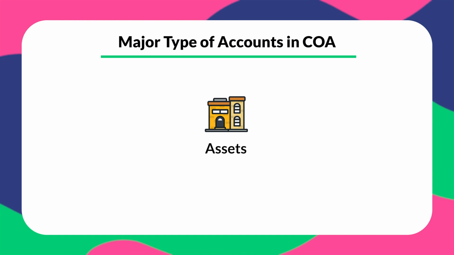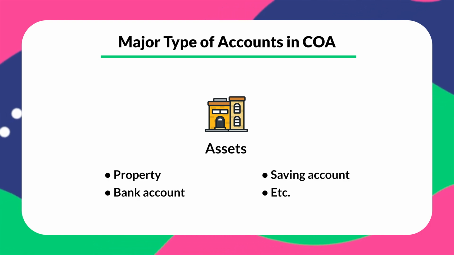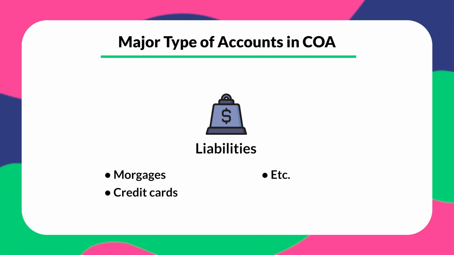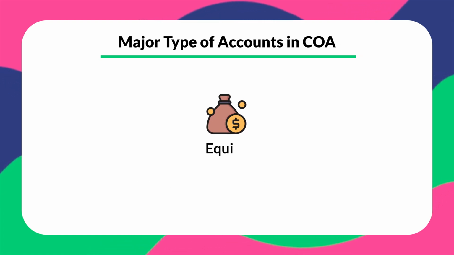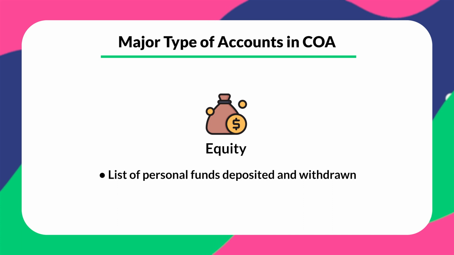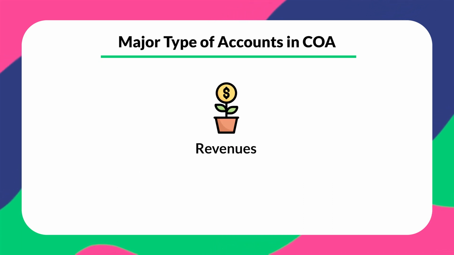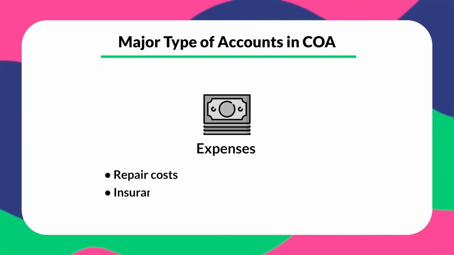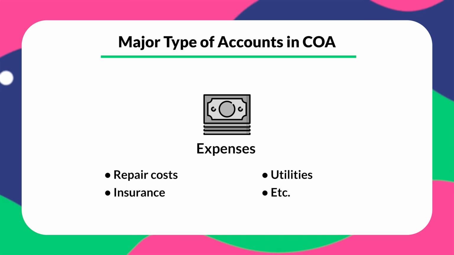A chart of accounts is going to be organized into 5 major types of financial information. You have your assets. This includes things like properties, most notably, and financial accounts. You have your liabilities, which is primarily debt such as your mortgages on those properties. You have your equity, which is the money that you've invested in the business, and your revenue, the money the business brings in from things such as rent, parking, other tenant fees, etc. And your expenses, the money your business spends to manage itself, such as repair costs.